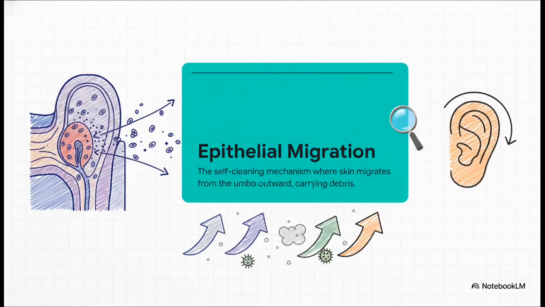But honestly, the coolest part of the ear canal, for me anyway, has to be its unbelievable self-cleaning mechanism. It's called epithelial migration. And it's basically this process where your skin cells are constantly on the move, marching from the eardrum outward, like a tiny biological conveyor belt, carrying all the old wax and debris with them.